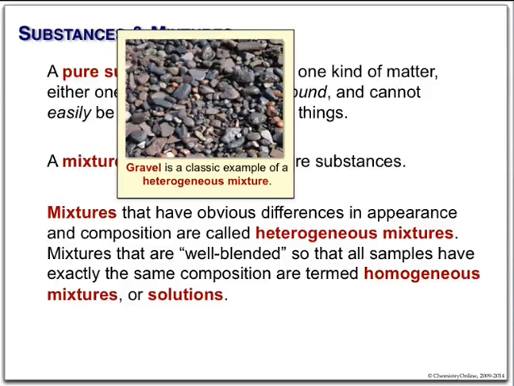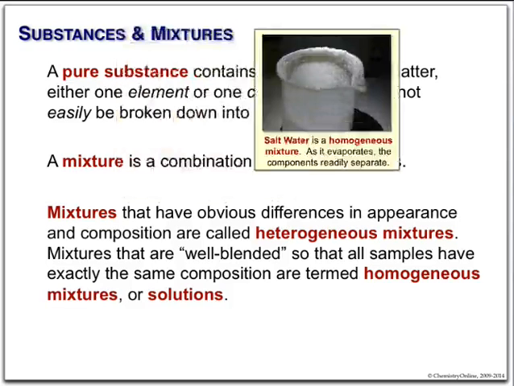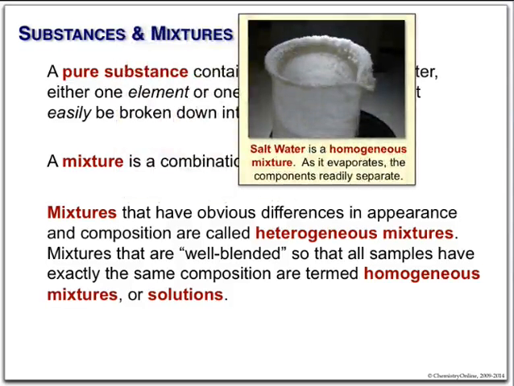You can separate these by simple physical means. You can pick out all the red rocks, all the black rocks, whatever. The other type of mixture is called a homogeneous mixture. A homogeneous mixture you cannot separate by simple physical means. An example of that would be salt water.